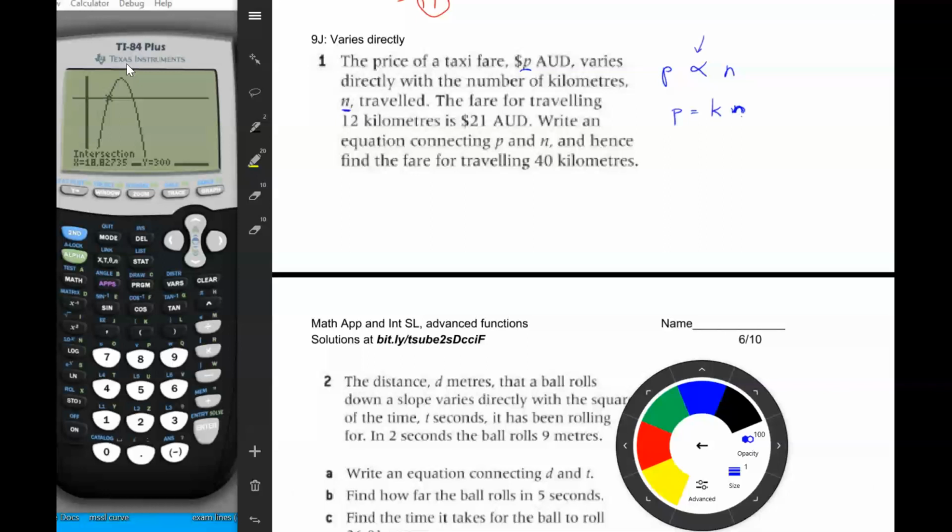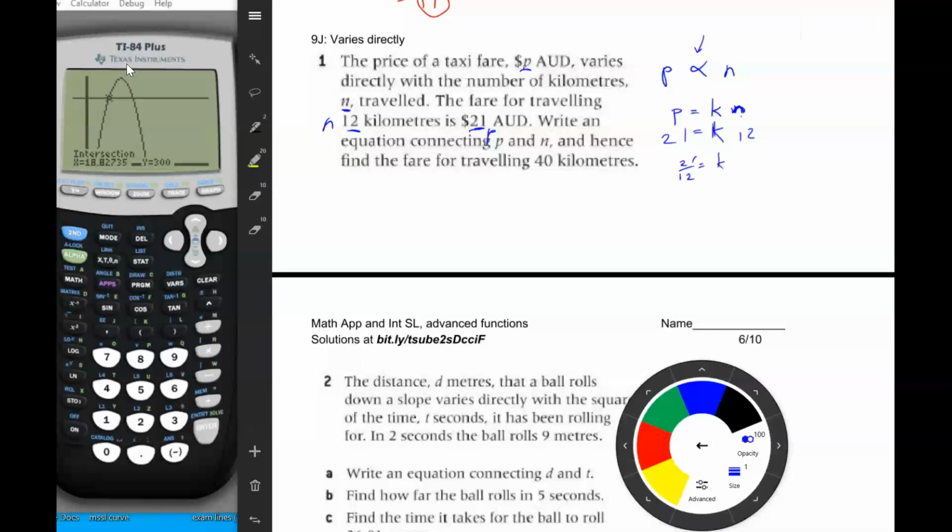Okay, so they give us an example of N equals 12 and P equals 21 as a possible pair which can give us K. That's not K, it's P. Okay, so if I put in 21 and 12 here, I can find out what K is, because I know that 12 and 21 go together. So if I want to know what K is, it's going to be 21 over 12. Okay, that's my K value.